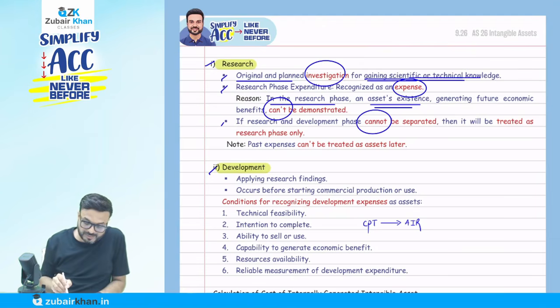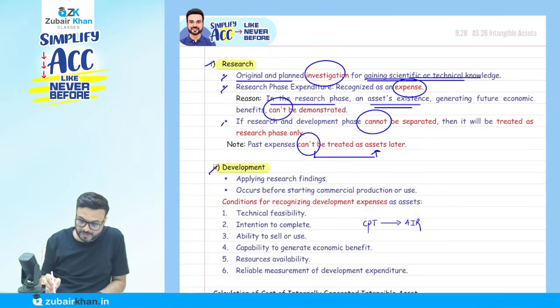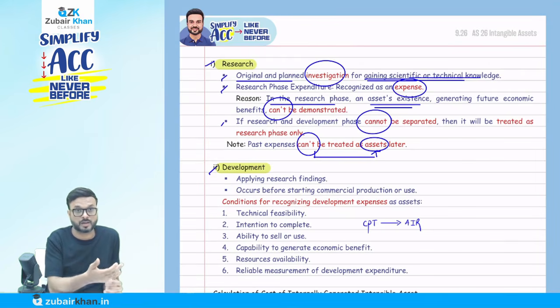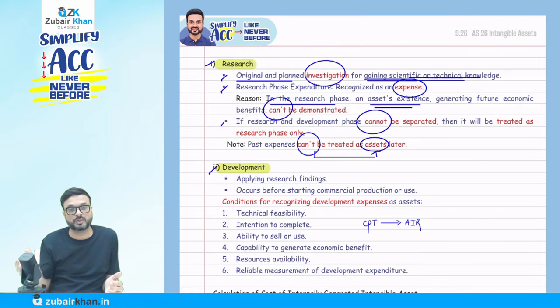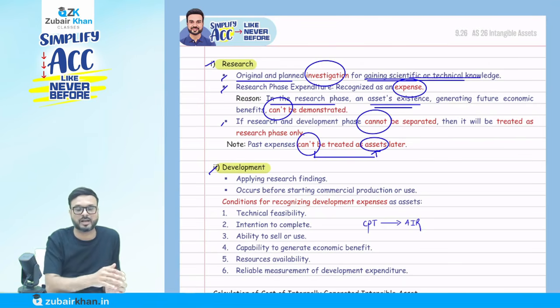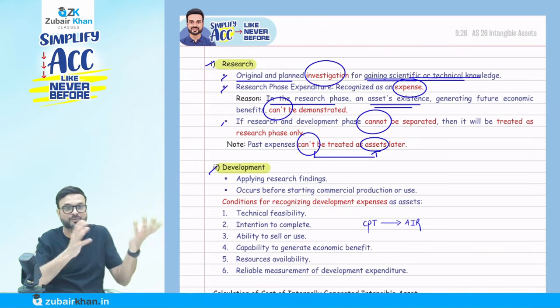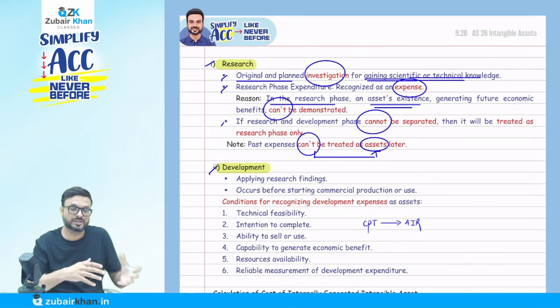And one more thing, past expenses cannot be treated as an asset later. Once you have charged to the P&L account, suppose you're doing the research and you charge all the expense to the P&L account. Later on, after 2 years, you get the success and you start developing the product. Now you cannot argue that in the last 2 years we were doing the research, so all the expenses we incurred related to research can now be capitalized. No, once it is P&L, it is always P&L. We cannot shift it from P&L to the asset side. This is what they are saying.